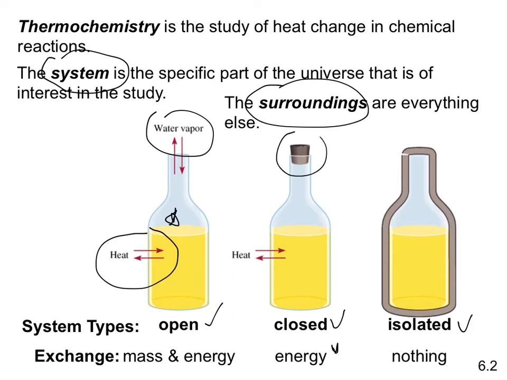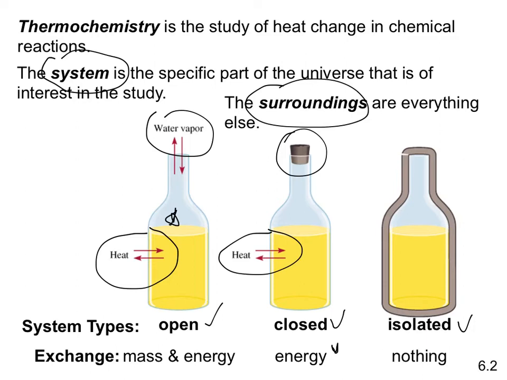Okay, so a closed system is one in which only energy is exchanged with the surroundings. So notice that there's a cork on top of this system. So basically nothing's leaving or entering the system except for heat, right? And heat energy is what we're familiar with now, so that's a closed system. An isolated system, like bomb calorimetry, things we'll study in the next couple lectures, doesn't allow either energy or mass to be exchanged with the surroundings.